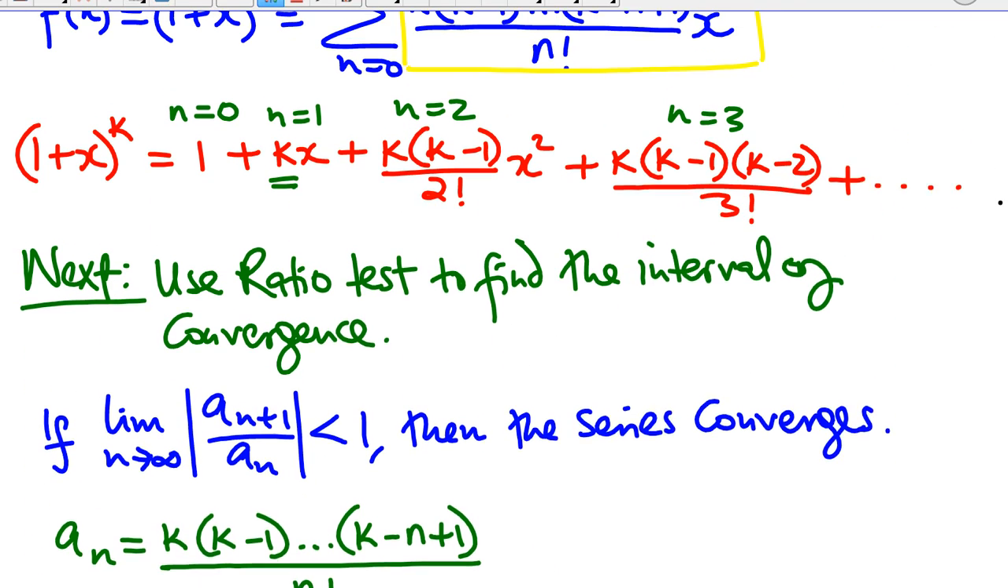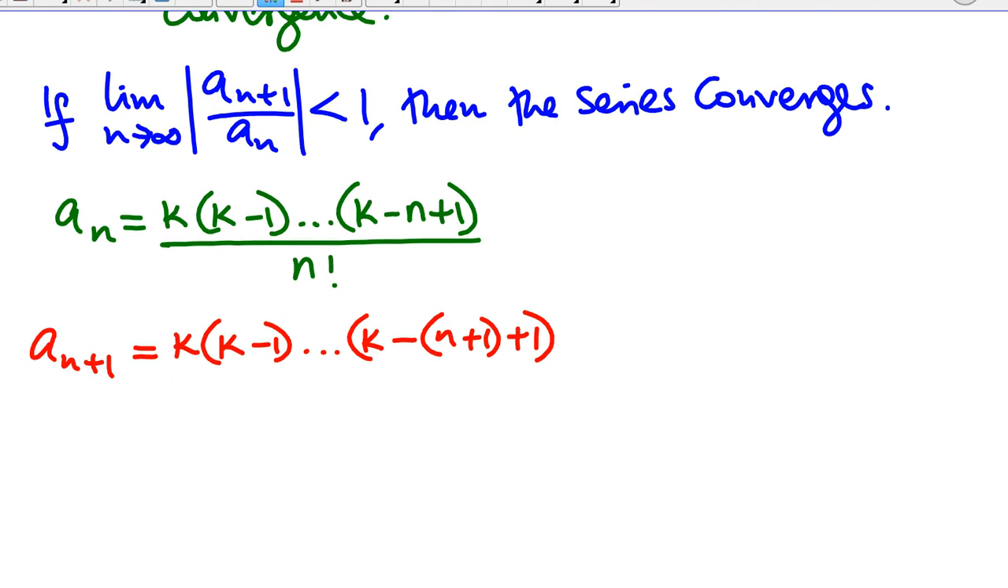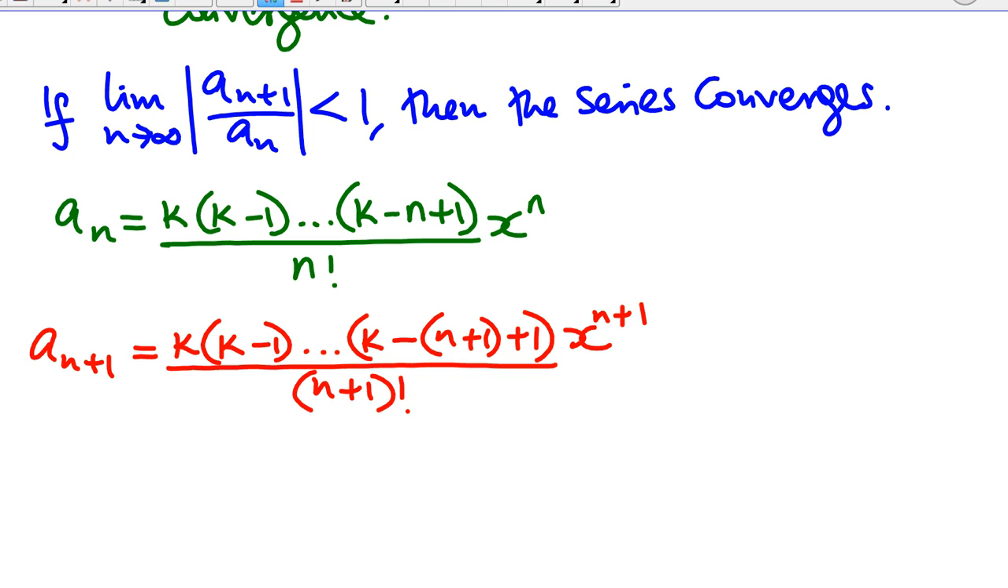Up here, let me just check S sub n. Oh, I forgot x to the power n. All right, so here we have x to the power n. At this point I'm going to have x to the power n plus 1, all over n plus 1 factorial. So I have S sub n and S sub n plus 1, and now my plan is to plug these in and find the limit of this as n approaches infinity, form that inequality, and find the values of x for which this series converges.